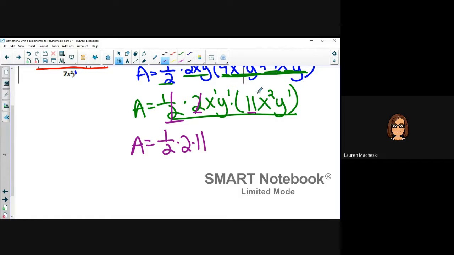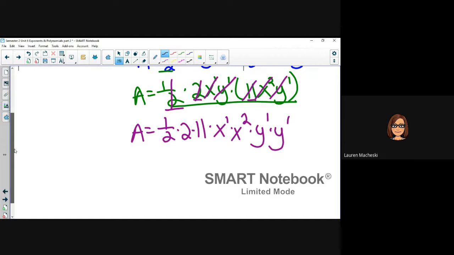Cross them off. Some of you like that. It helps you organize. X's with X's, x1 times x2, and y1 times y1. Don't skip these steps of your work. Important. All right. 1/2 times 2 times 11.